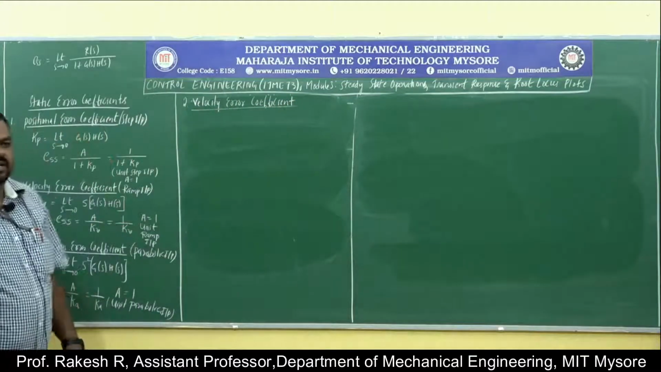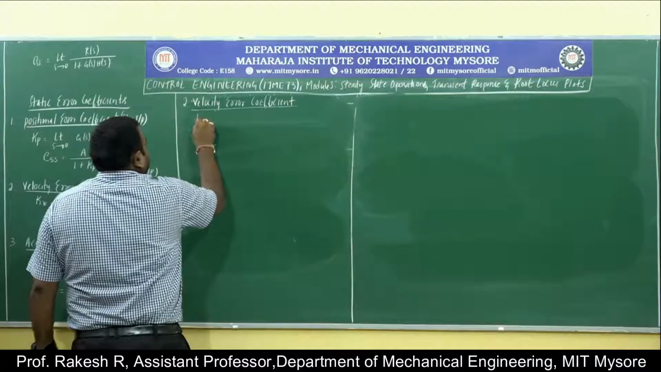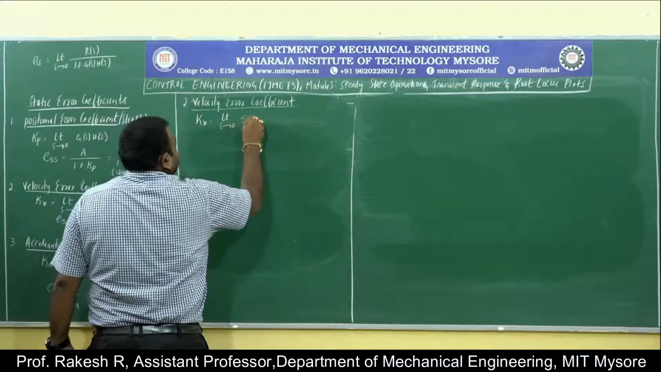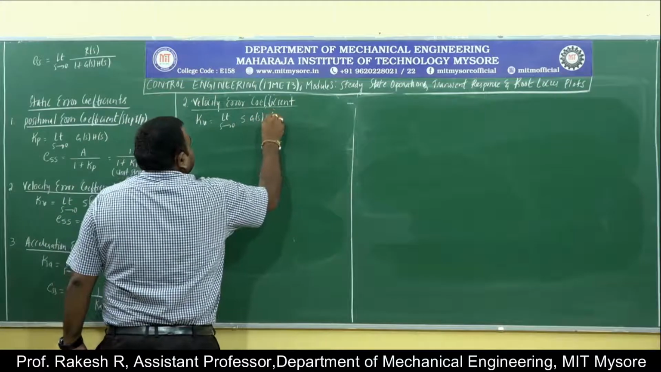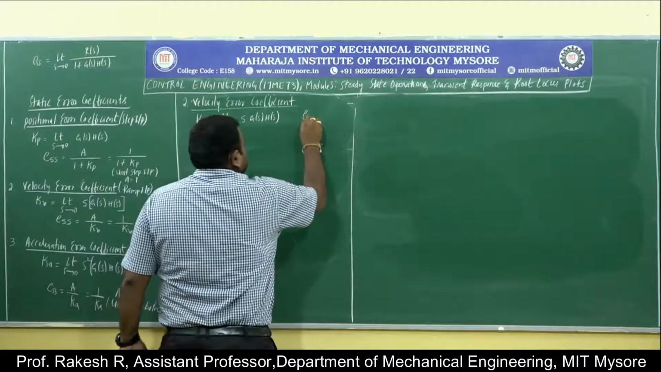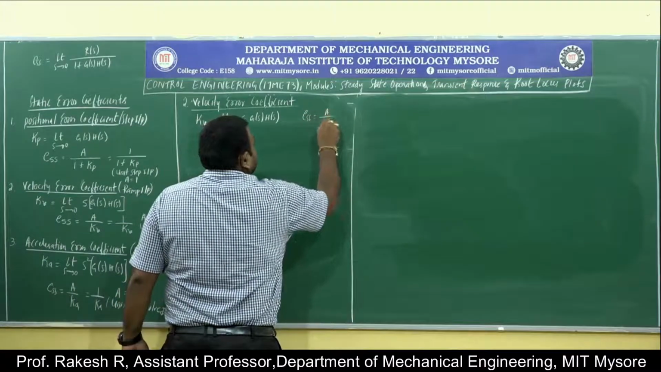Second thing is velocity error coefficient. It is given by Kv equals limit of s tends to 0, s into G(s) into H(s). And what is the steady state error? Steady state error ESS will be equal to A divided by Kv.